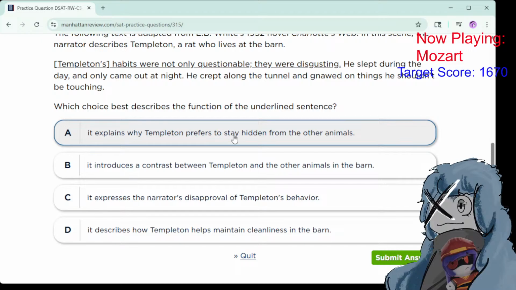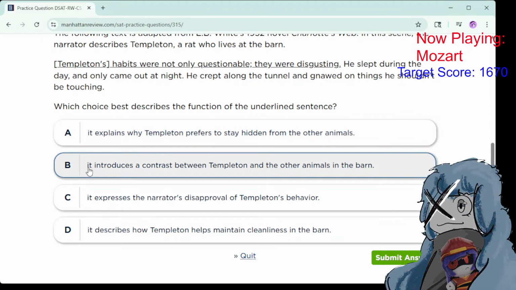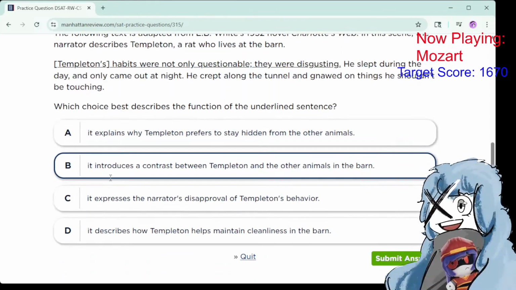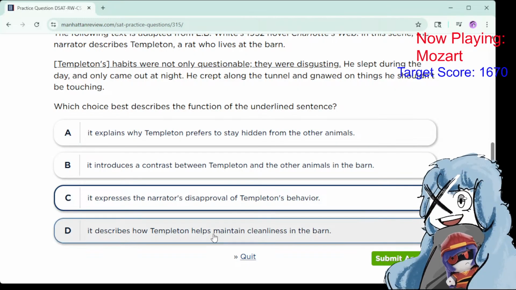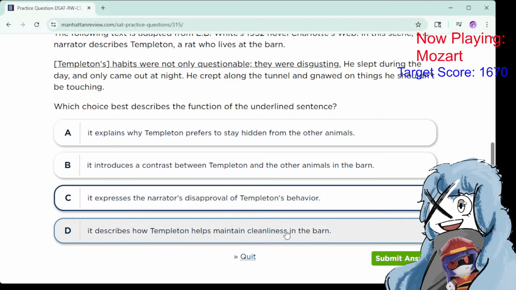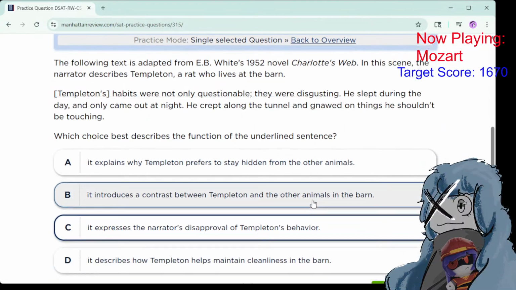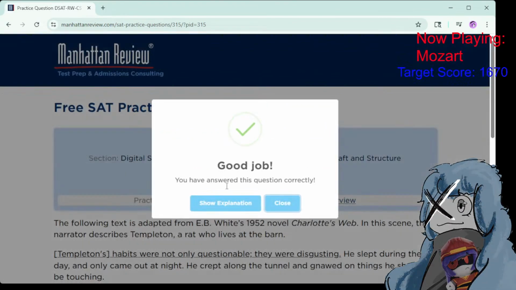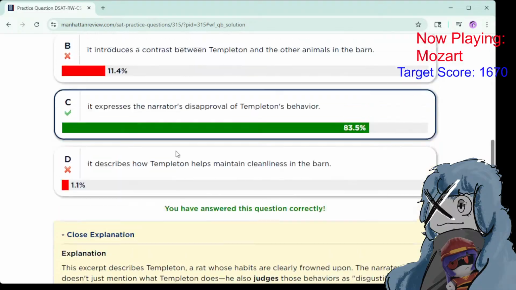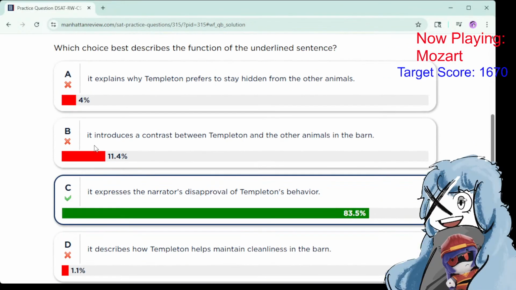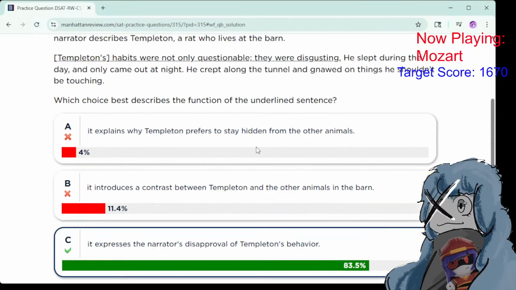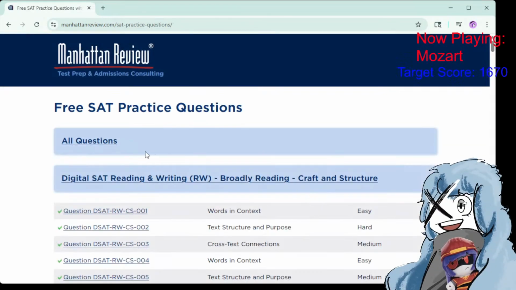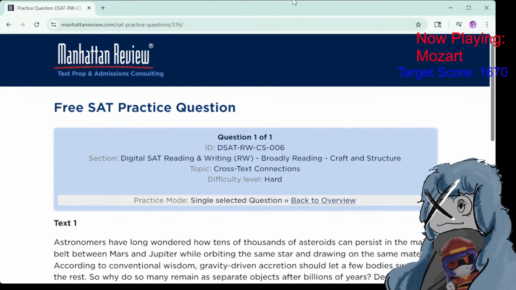Explains why Templeton prefers to stay hidden. That's not true. It introduces a contrast between Templeton and other animals in the barn. I guess so. It expresses the narrator's view to prove that even more so. Describes how Templeton maintains cleanliness in the barn. This one's medium. I shouldn't get this one wrong. B has a lot more going for it, but still obviously C. Back to overview. Next, cross-text connection.